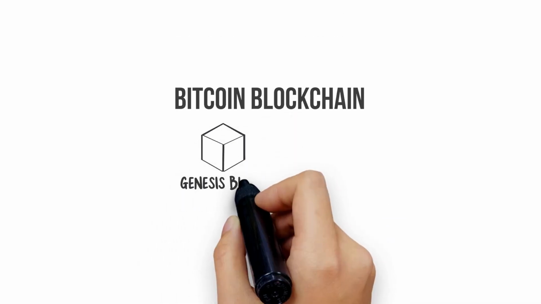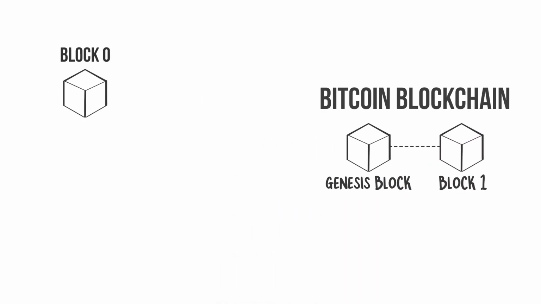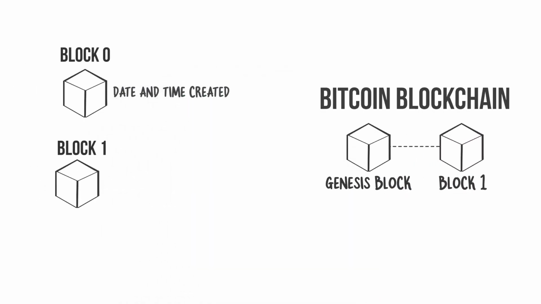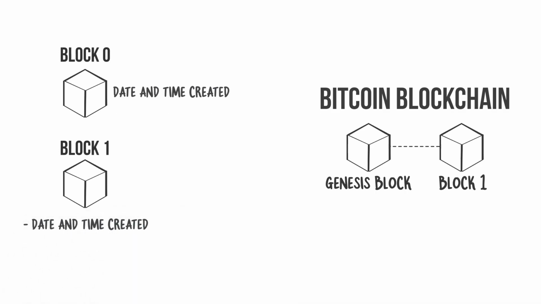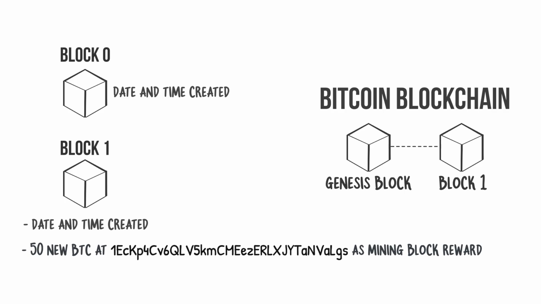The Bitcoin blockchain has now been updated and will look like the following. Block 0, date and time created, plus block 1, date and time created. 50 new Bitcoins at 1ECKP4, etc. as mining block reward, plus solved hash of block 1.